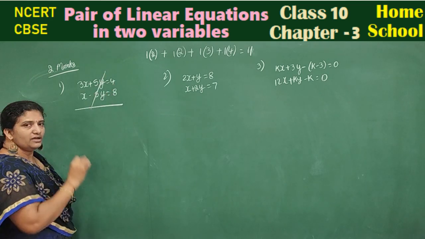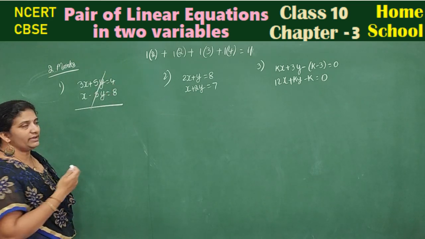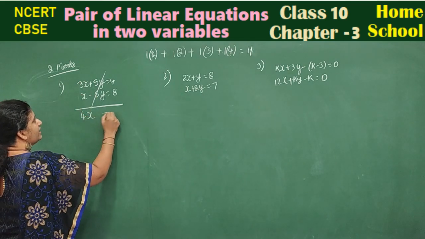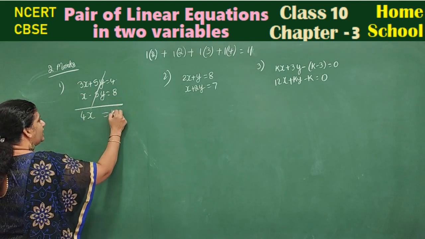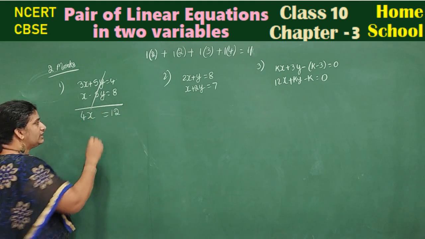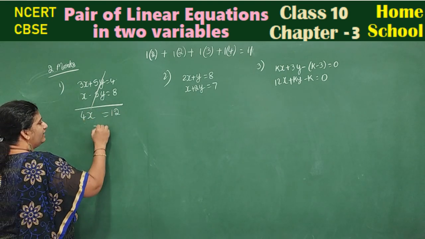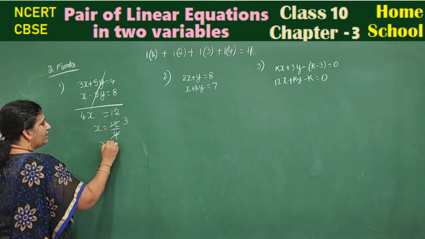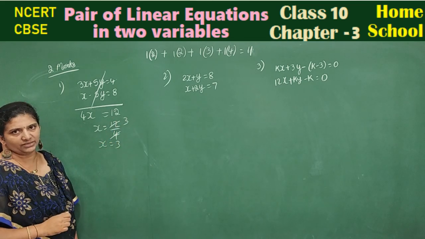Directly cancel. Plus 5y minus 5y will be cancelled. 3x plus x will be 4x. And 4 plus 8 will be 12. This 4, send other side. x is equal to 12 by 4. 4 3s are 12. x is equal to 3.